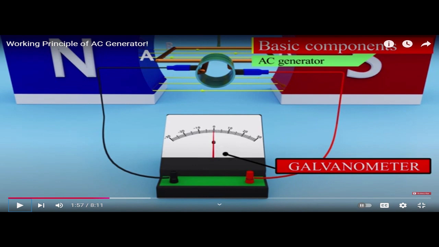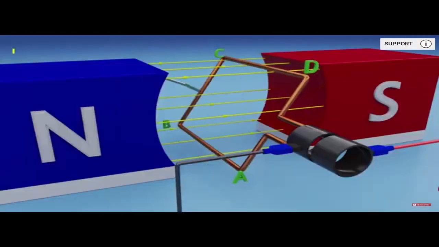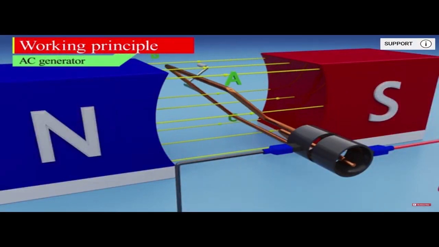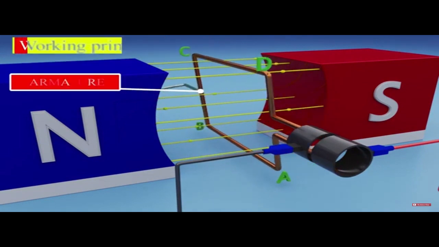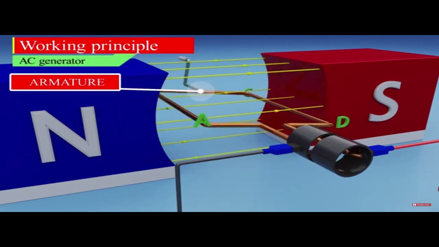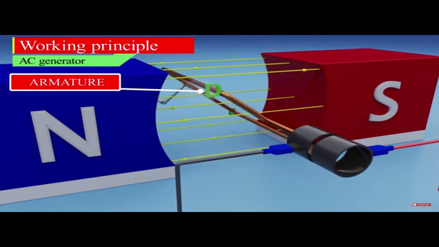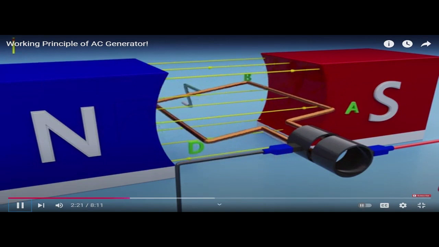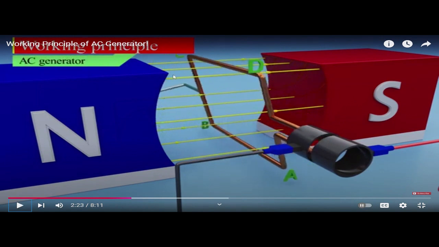Furthermore, we will explain the working principle of the AC generator. When the armature rotates between the poles of the magnetic field, the armature cuts the lines of magnetic field and generates current in the coil of the armature. As it rotates, you can see sides AB and CD always cut the field lines, but sides AD and BC do not cut the field lines; they are just moving parallel to the field.